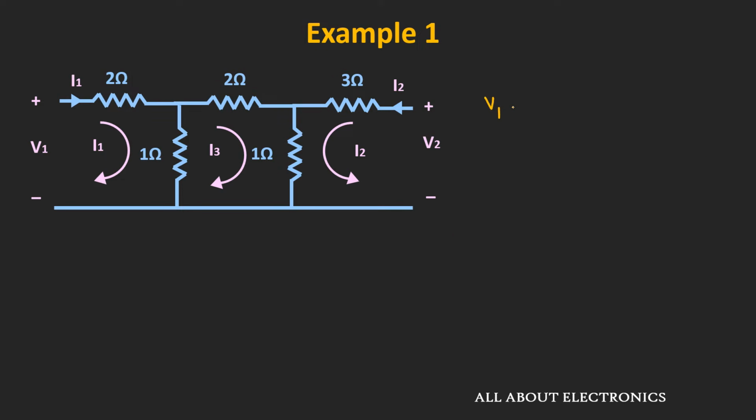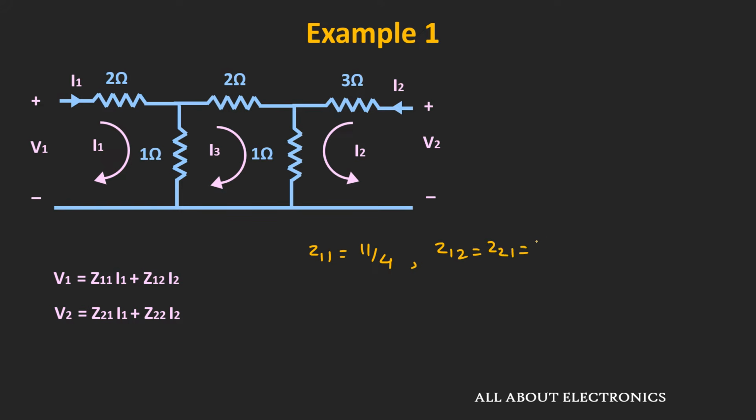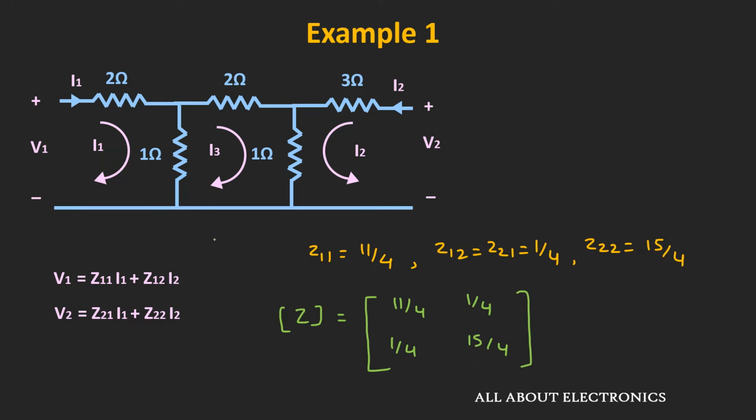So in this way, we got the expression of V1 as 11 by 4 times I1 plus 1 by 4 times I2. And similarly, the voltage V2 is equal to 1 by 4 times I1 plus 15 by 4 times I2. Now if we compare these two expressions with the standard expression of the Z parameter, then we can say that here Z11 is equal to 11 by 4 while Z12 and Z21 are 1 by 4, and similarly Z22 is equal to 15 by 4. So if we write these Z parameters in the matrix form, then we can write this Z matrix as 11 by 4, 1 by 4 and 1 by 4 and 15 by 4. So these are the Z parameters for the given circuit.